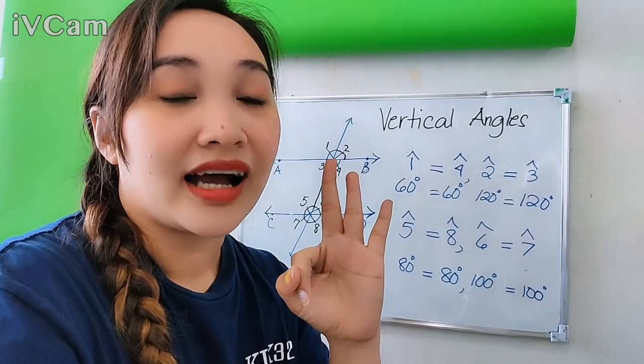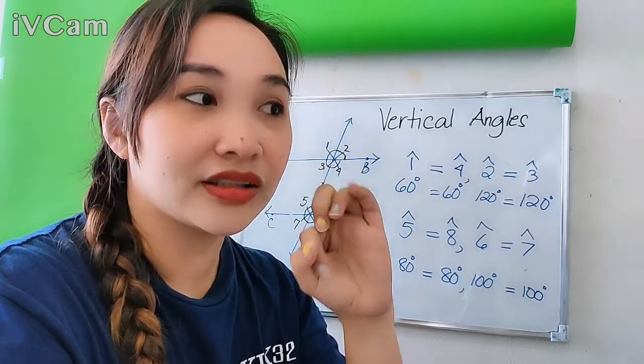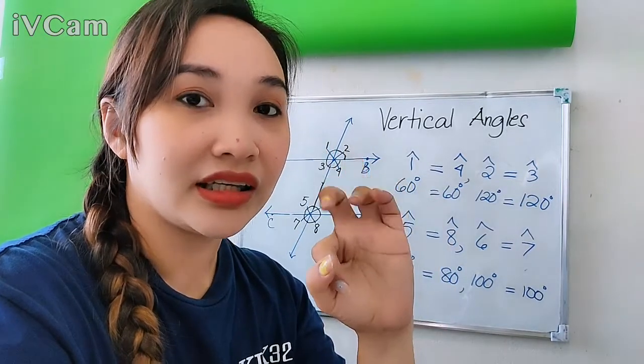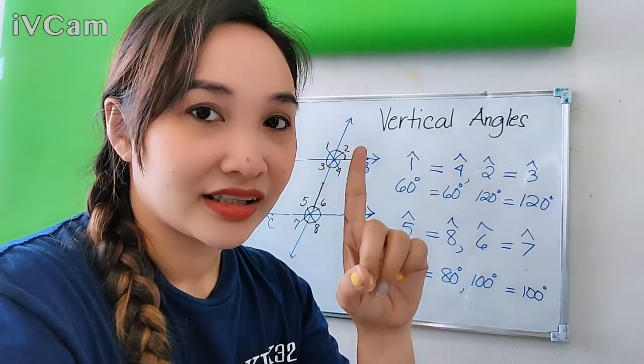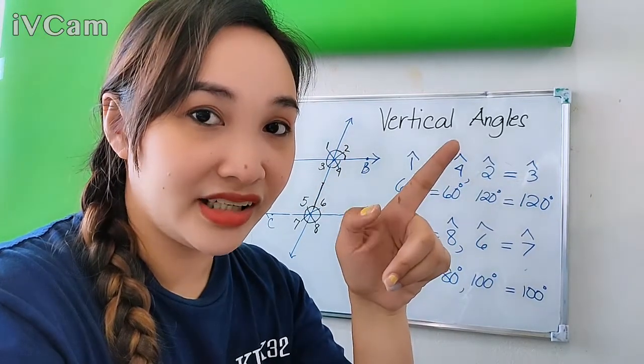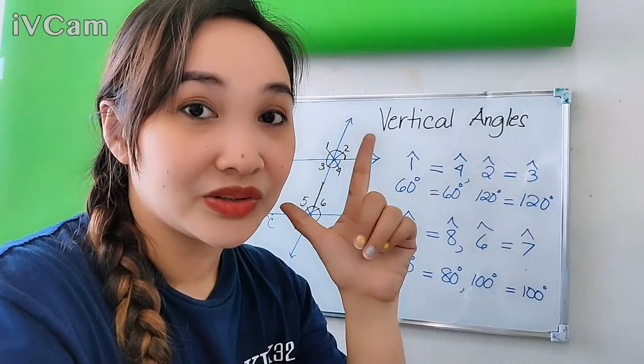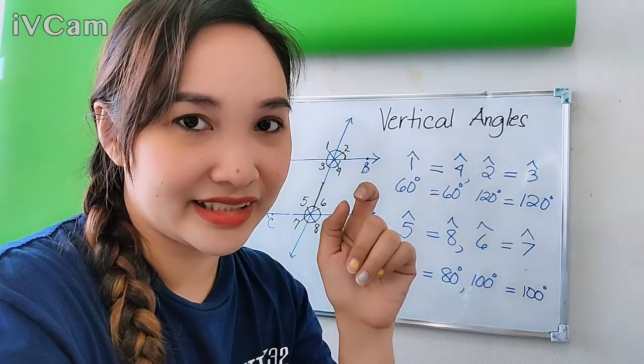Consecutive and supplementary, add them together, is equal to 180 degrees. Consecutive and supplementary, add two angles, the answer is 180 degrees. Alright.